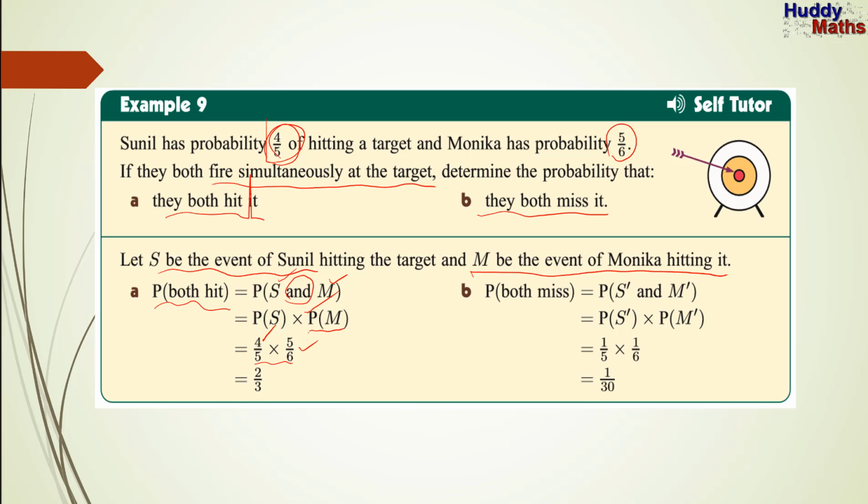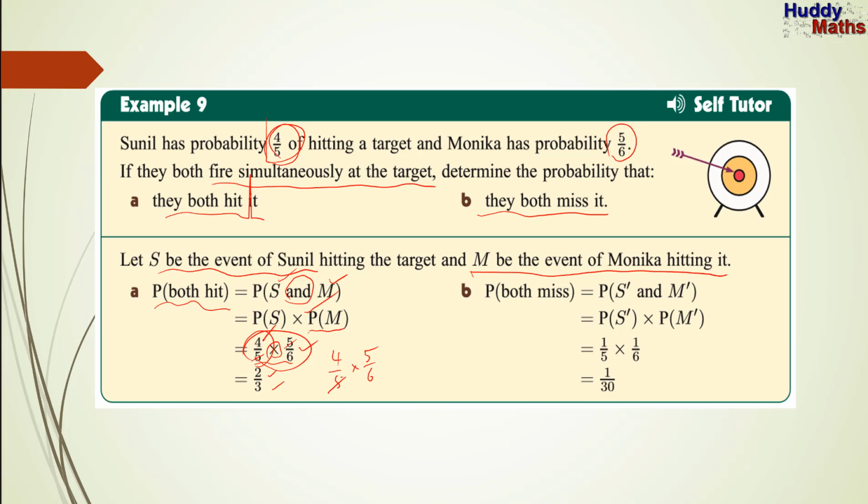If Sunil hits it, then 5/6 of the time Monica will have a chance of hitting it as well, because 5/6 of every time she hits it. So it's 5/6 of 4/5, which is 20 over 30. Or they've done some cancelling here, and 4 over 6 comes to 2 over 3. Just have a look at that. We might unpack that. 4/5 by 5/6. What's the best way of doing it?